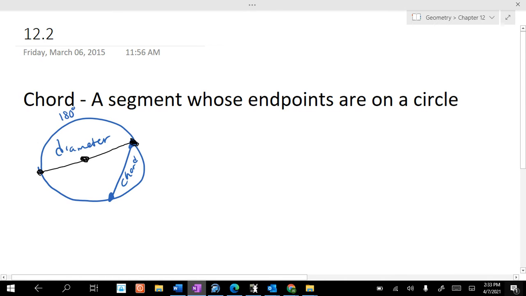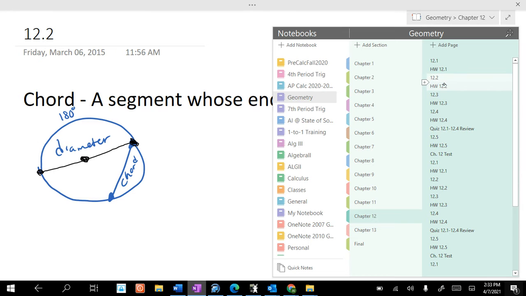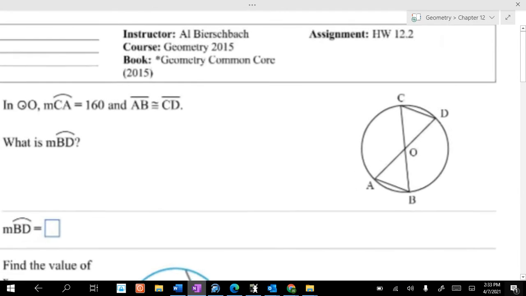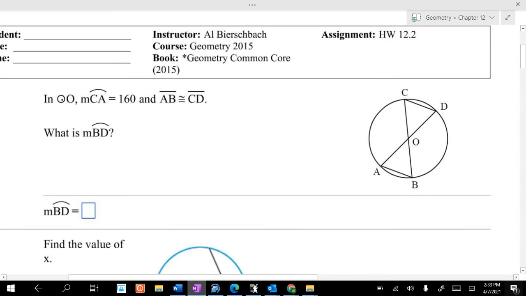But what we're concerned with today is chords, how long they are, and the angle or the lengths of lines they cut off and so on. All right. So if CA is 160 degrees, then the central angle is 160 degrees. We've had this before. Probably this very same drawing. And then by vertical angles, what's this angle over here? 160 degrees. So what's this arc over here? 160 degrees. Okay?